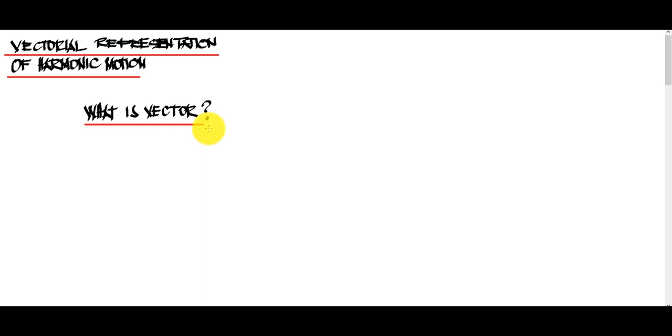So what is a vector? Usually, a vector is defined as the specification that gives both direction and magnitude. A vector must have a direction, and it must also have a magnitude at the same time. Without direction and magnitude, it does not qualify as a vector.